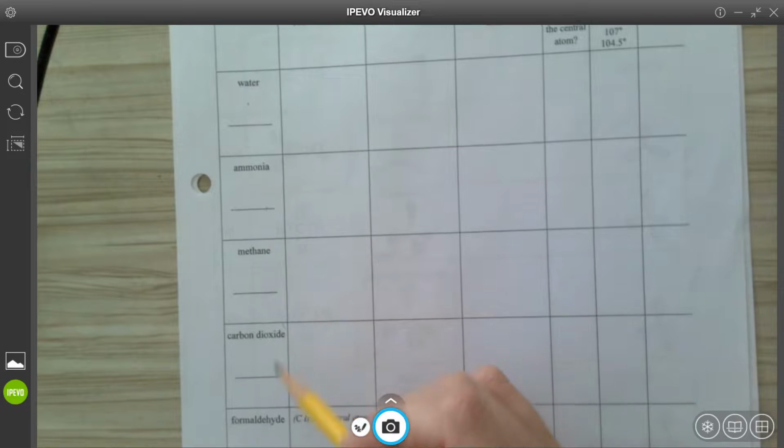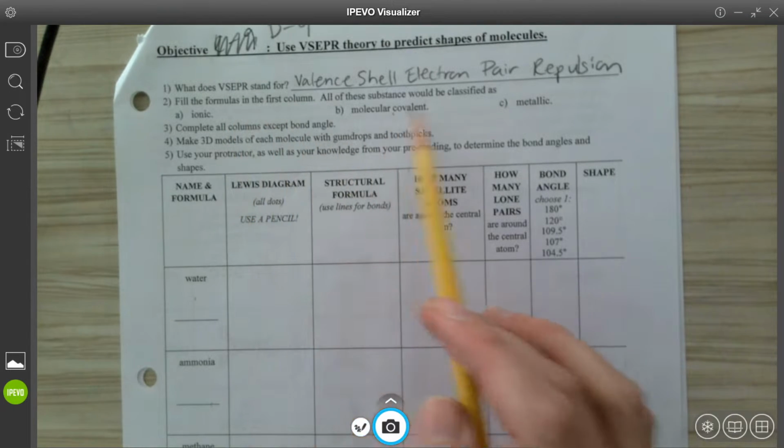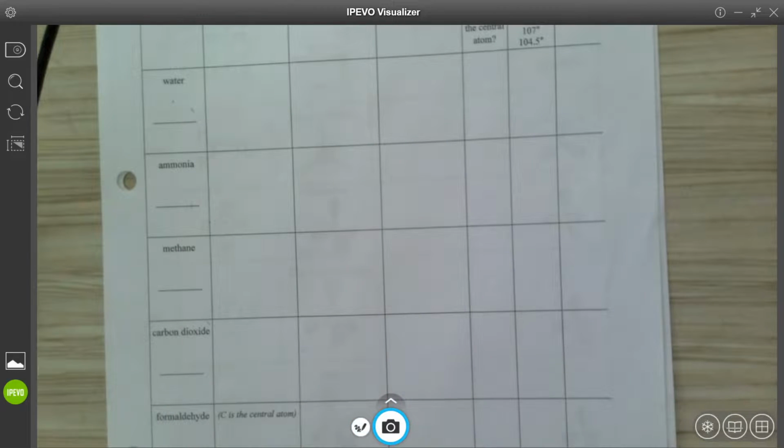So for number 2, I want you to fill in the formulas for each of these substances, okay? And then tell me whether they're ionic, molecular covalent, or metallic, okay? So you memorize the formula for all these in Unit A. If you don't remember, you can look back at your green sheet. But you memorize the formula for all of these in Unit A.